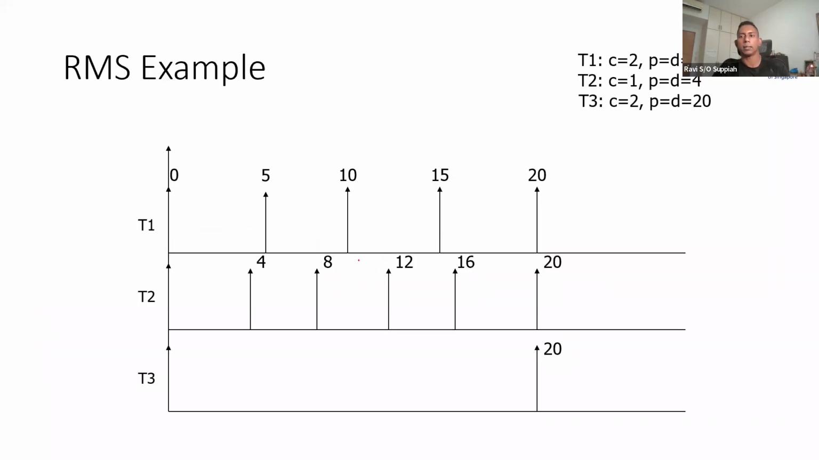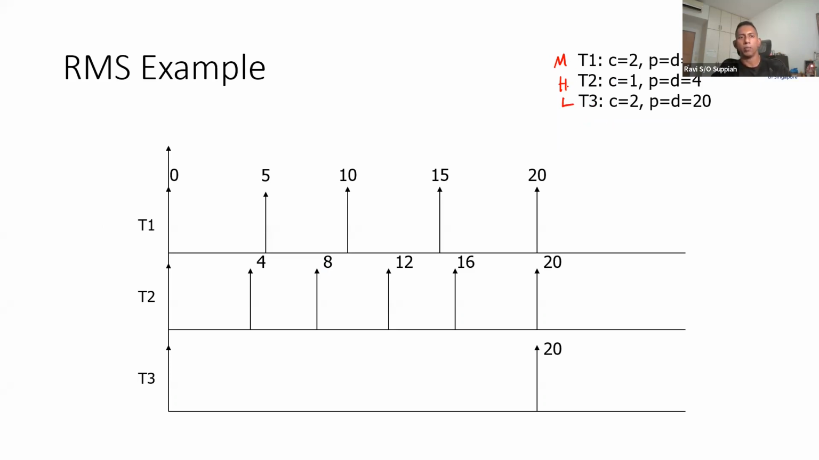So let's look at a simple example here. I have three tasks, task 1, task 2, and task 3. If you see down here, in terms of the period, which is the same as the deadline, task 2 has the shortest period. So this is considered the highest priority, followed by task 1, medium priority, and task 3, which is the lowest priority.